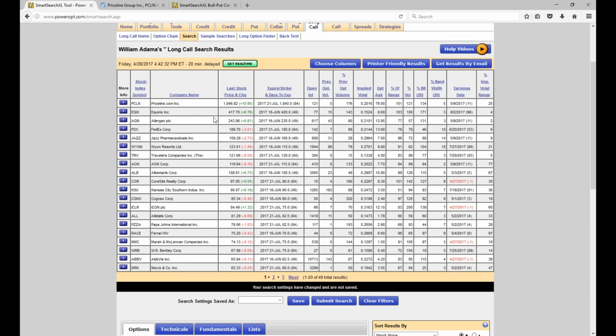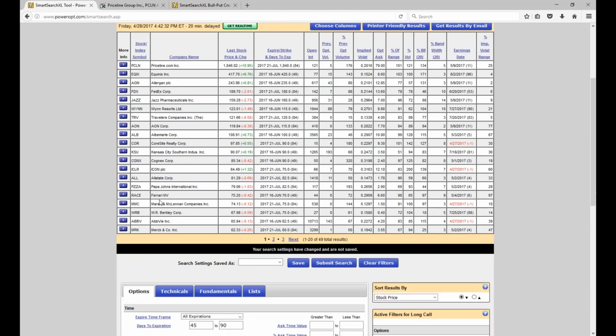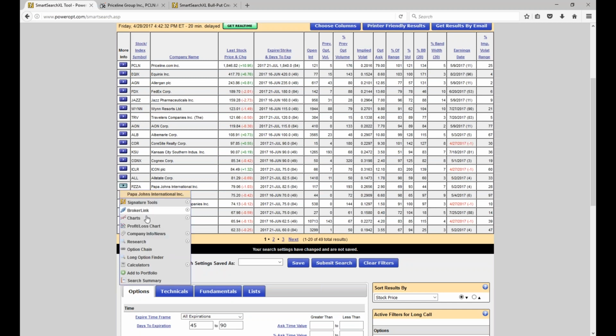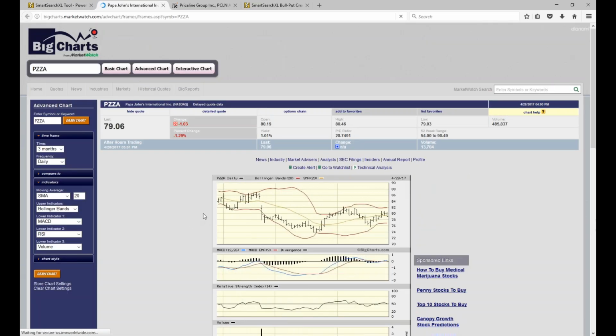And let's look at Equix. Now, I want to look at something smaller. No offense. Oh, Papa John's. I almost traded that a little while ago. I'll just take a look at it. Now I'm hungry for pizza. I think I'm going to have my wife order pizza when I get off the line with you guys. All right, let's go.